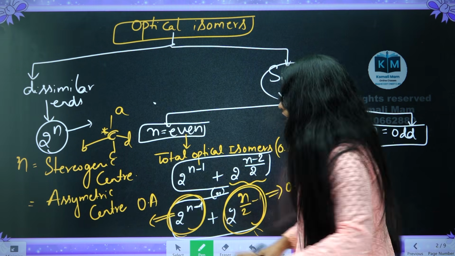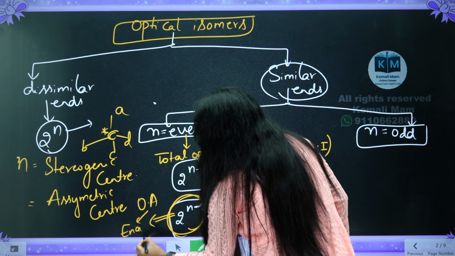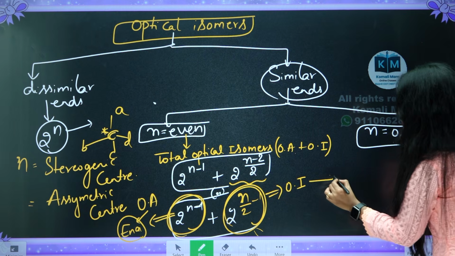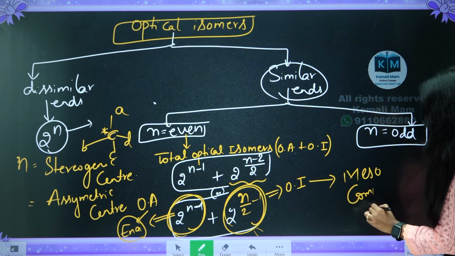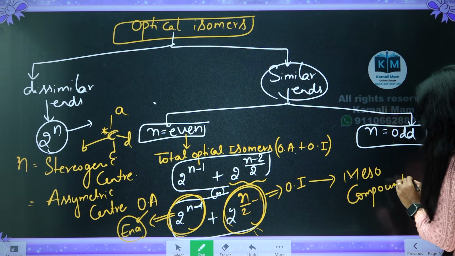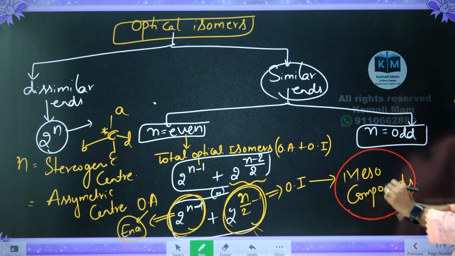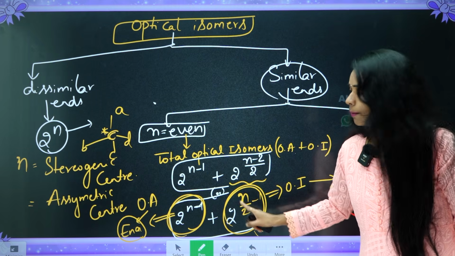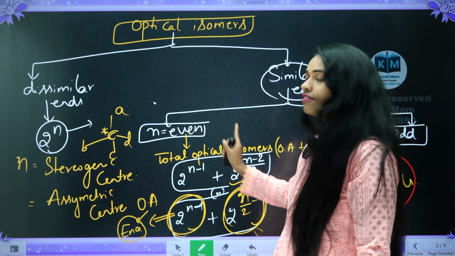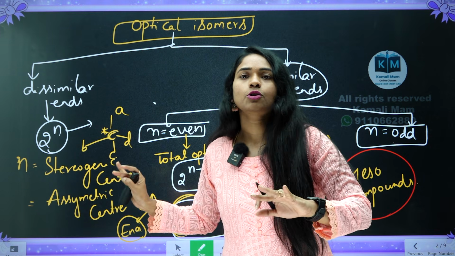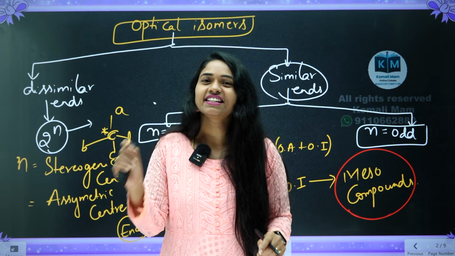Optically active forms are also known as enantiomers. Optically inactive compounds are known as meso compounds. Okay, ma'am, I understand. If they ask meso compounds, I use this formula. If they ask optically active or enantiomers, I have to use this formula. If they ask optical isomers, I have to use 2 to the power of n minus 1 plus 2 to the power of n minus 2 by 2.